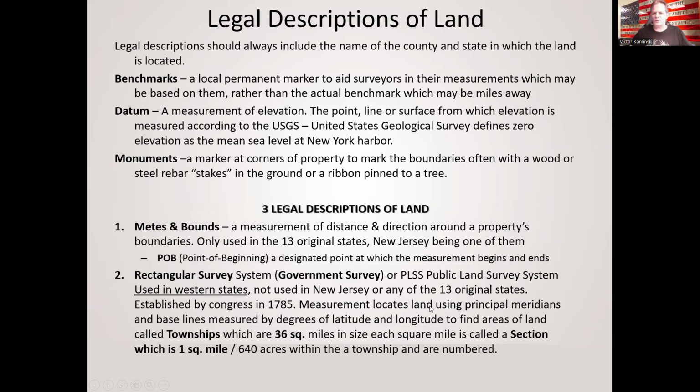It's a measurement that locates land using principal meridians and baselines measured by degrees of latitude and longitude to find areas of land called townships and sections.